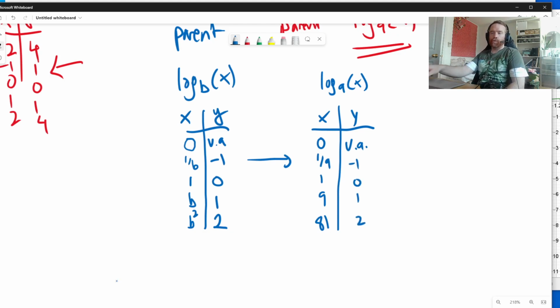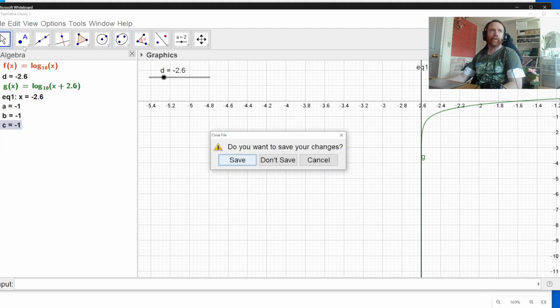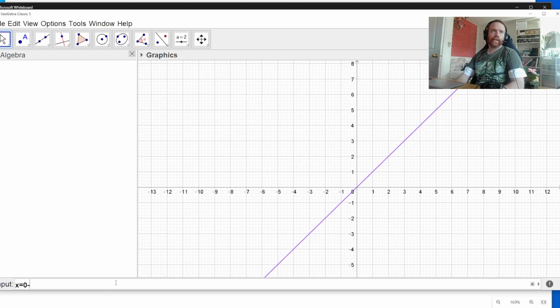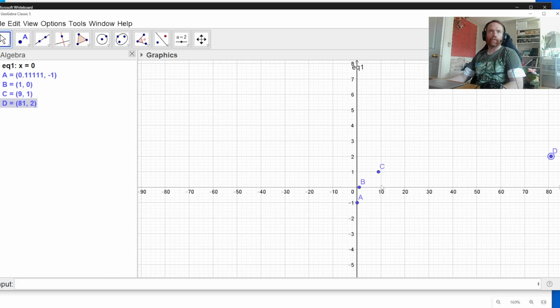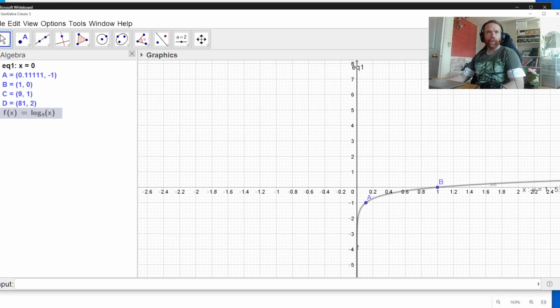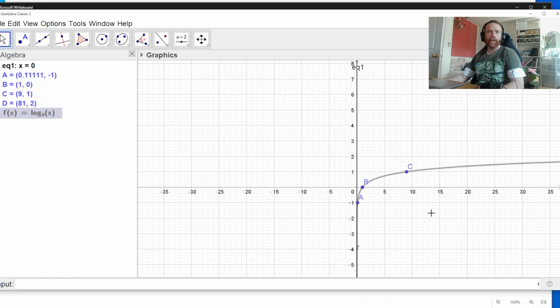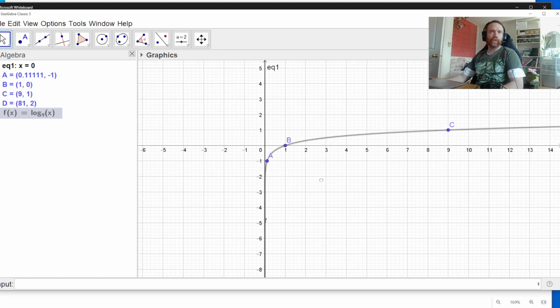Now what I'm being asked to do in this question, remember, so let's just quickly show what I was just doing. Here's x equals 0, my vertical asymptote. Then I had 1/9, -1. Then I had 1, 0. Then I had 9, 1, and then I had 81, 2. Those were the points that went on that function. Now, if I type log base 9 of x, notice that it's a perfect match for all those points. So those points that we just created, including the asymptote, all fit that parent function perfectly.